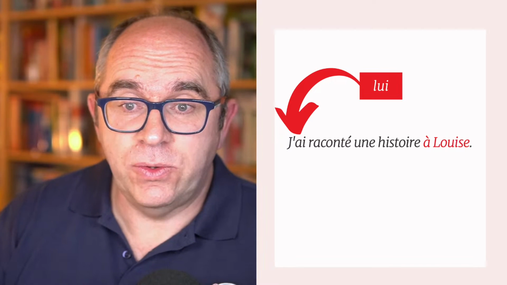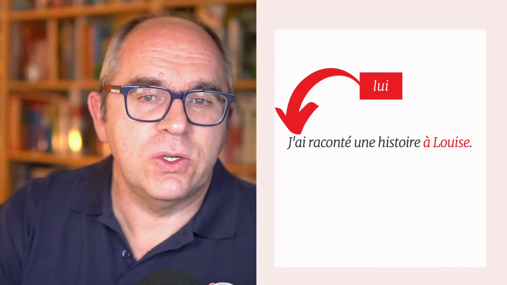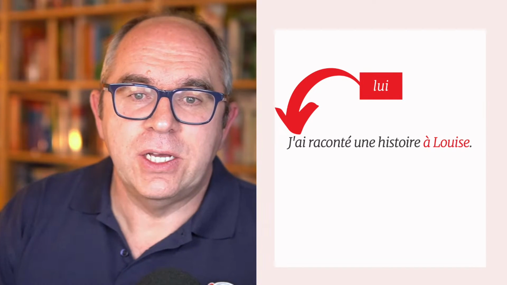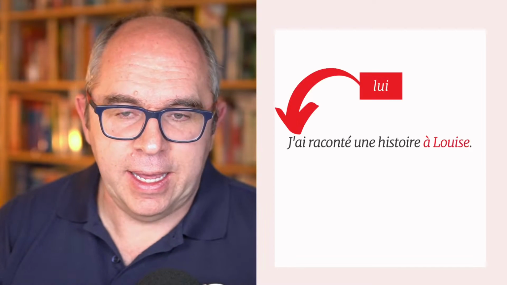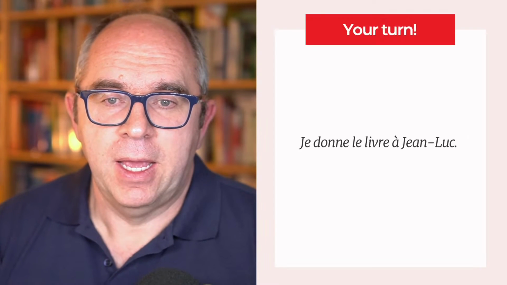And in this case, it's coming before our conjugated verb. J'ai raconté une histoire à Louise. The conjugated verb is our auxiliary, so it's going in there before j'ai. So je lui ai raconté une histoire. I, to her, have told a story. Je lui ai raconté une histoire. Très bien. So that's lui replacing to her or to him. In this case, à Louise and also à David. Je lui ai raconté une histoire.